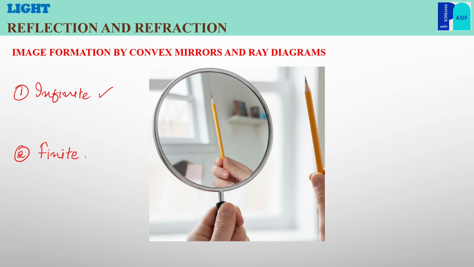And in the second case, that is when the object is placed at some finite distance, the image forms between the pole and the principal focus of the convex mirror. And here also, the image is virtual, erect and smaller in size, that is diminished. These are the only two situations that we encounter in the case of a convex mirror. And next we will draw the ray diagram for both the cases to understand them visually.